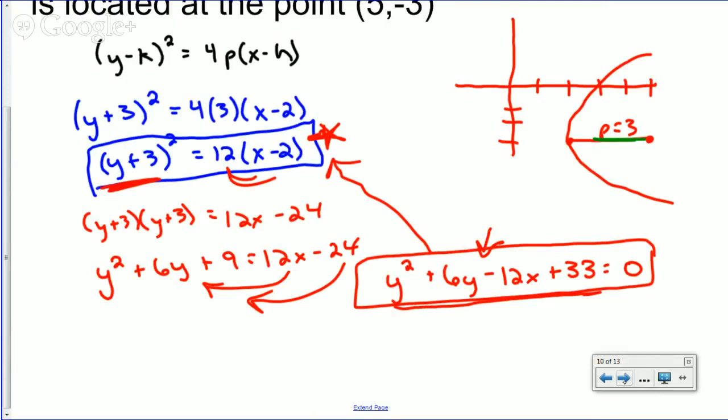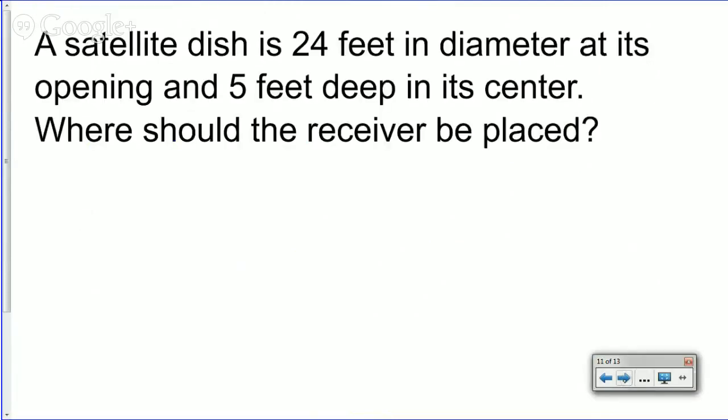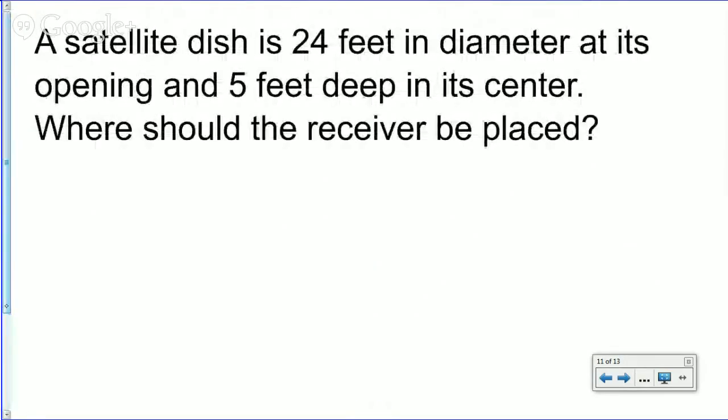Okay, let's get into maybe some word problems, some application problems of how this is really used. So a satellite dish is 24 feet in diameter at its opening and 5 feet deep in its center. Where should the receiver be placed? Okay, first thing we need to do is talk about a satellite dish or something like that. So let's say I've got this satellite dish here on my house. Okay, and it's got a curve here, and then it's got this arm that comes out with maybe like a little box on it right here.